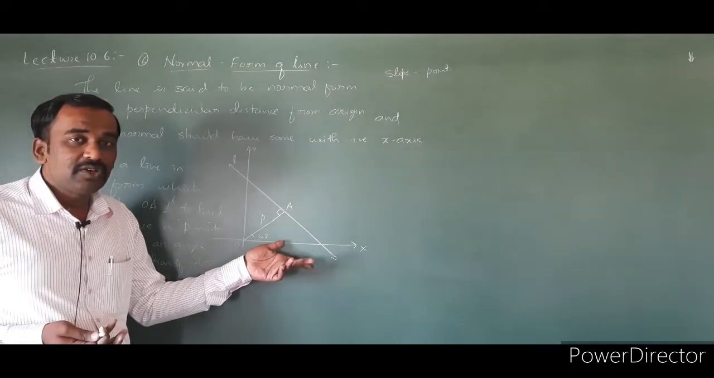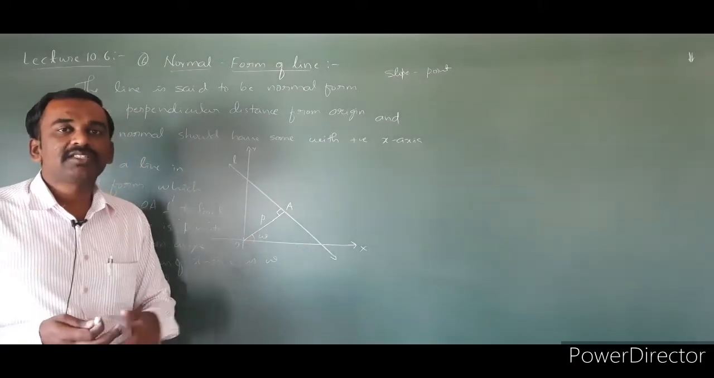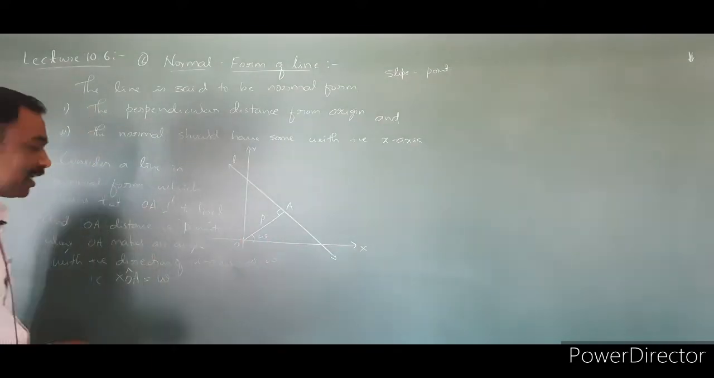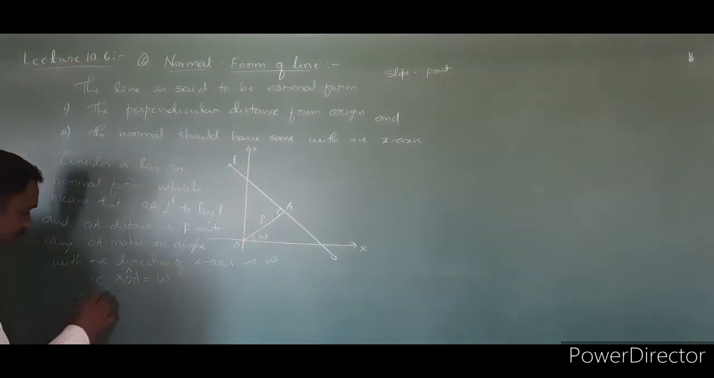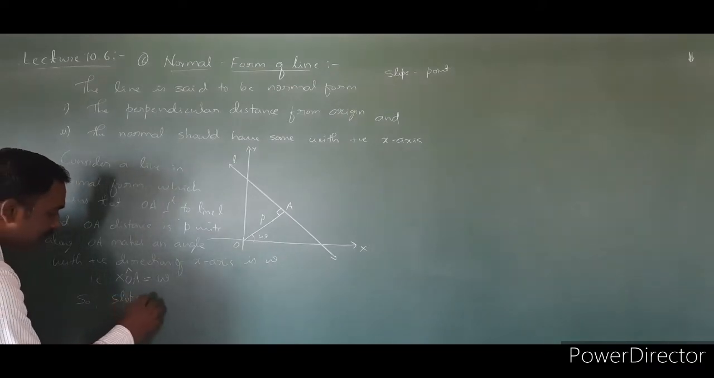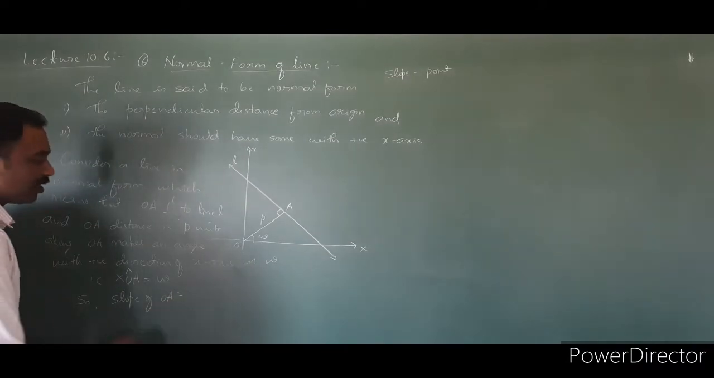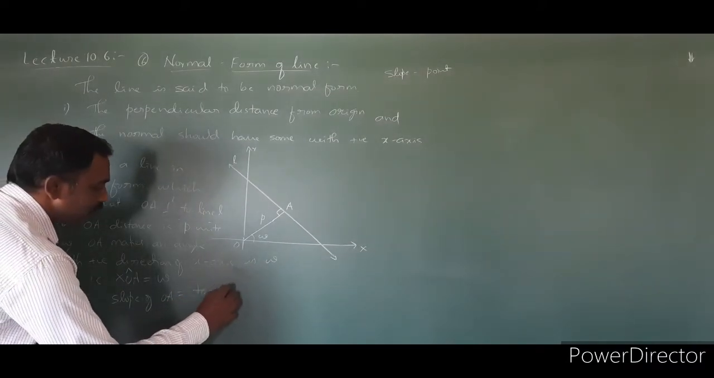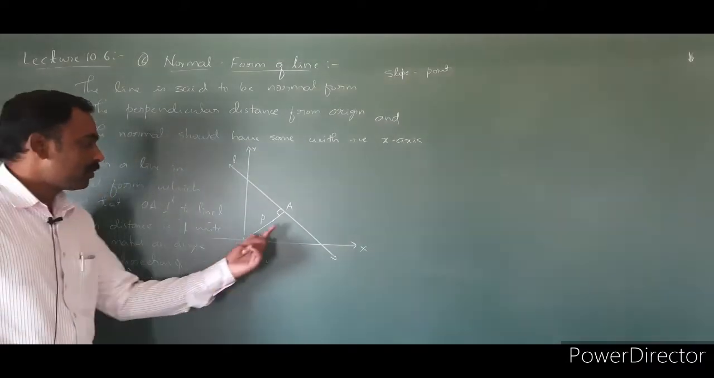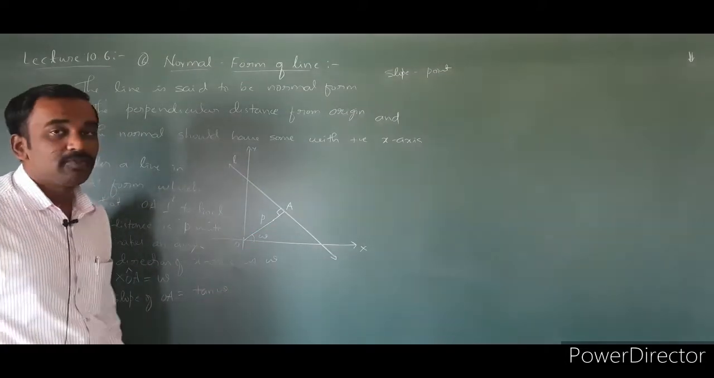Whenever the angle is known with the positive direction of the x-axis, we can easily get the slope of the line. So here, the slope of the perpendicular OA is equal to how much? That is tan of omega. Do you people agree? Slope of OA is equal to tan of omega.